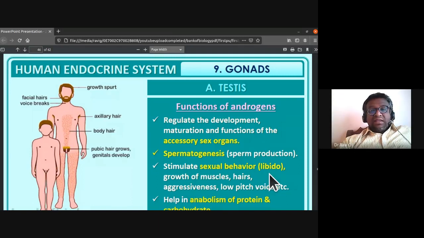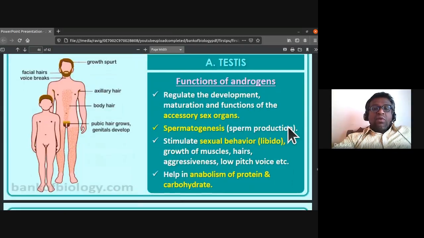These hormones also stimulate the sexual behavior or libido, the growth of muscles, hair, the facial hair, axillary hair, pubic hair, aggressiveness. Men are more aggressive because of this testosterone, and low pitch voice. The androgen also helps in anabolism of protein and carbohydrate. That is, they help in the synthesis of protein and carbohydrate. So the development of muscles, high energy level, all these are because of this testosterone, which promotes anabolism of protein and carbohydrate.